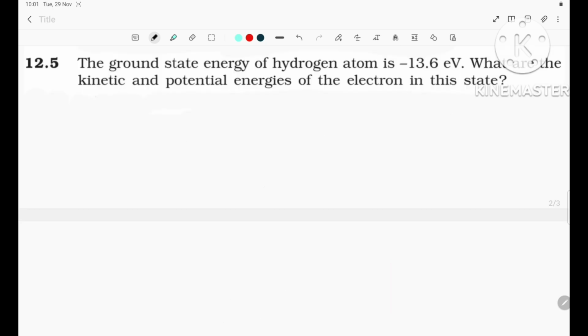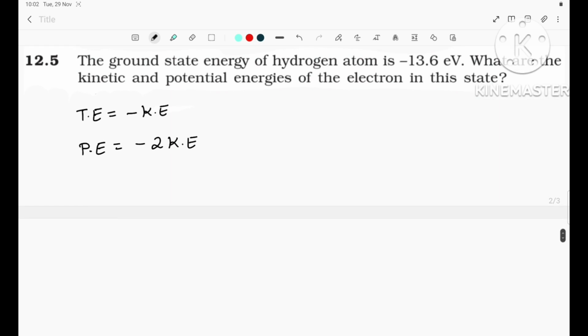For the next question, 12.5, the ground state energy of hydrogen atom is minus 13.6 electron volt. What are the kinetic and potential energies of the electron in this state? If you have gone through the chapter, you will know that the total energy is equal to minus of kinetic energy, and the potential energy is equal to minus 2 times the kinetic energy. So you have the equation for the energy of the nth orbit.